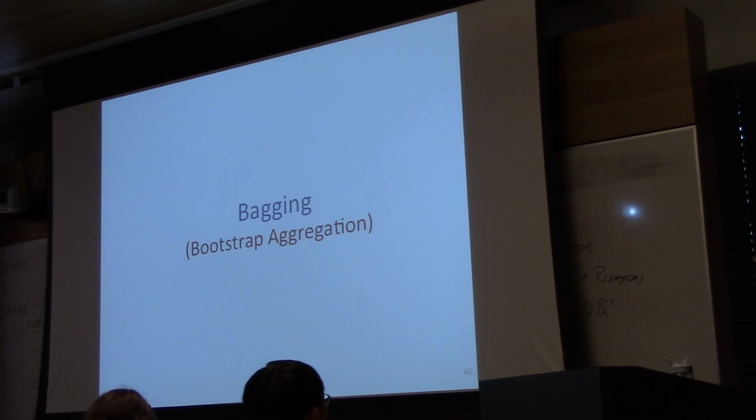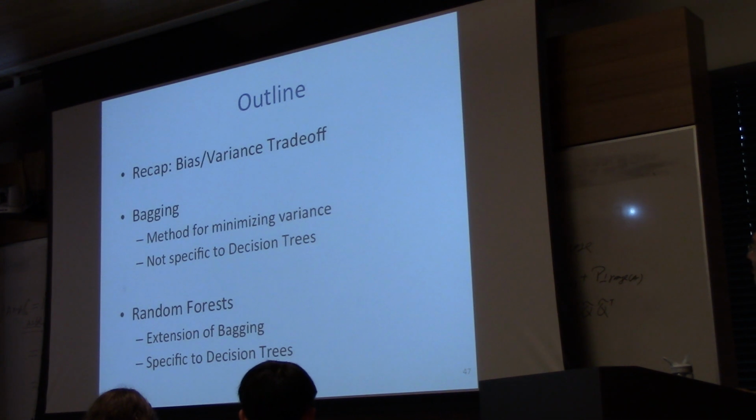Okay, so now let's talk about bagging. Bagging is focused on optimizing the bias-variance trade-off. In the literature it's typically applied to decision trees, although you could use other base model classes as well. Bagging is a method for minimizing the variance of the bias-variance trade-off without compromising on bias, and it's not specific to decision trees. Then we'll close with a brief discussion about random forest, which is an extension of bagging that is specific to decision trees.